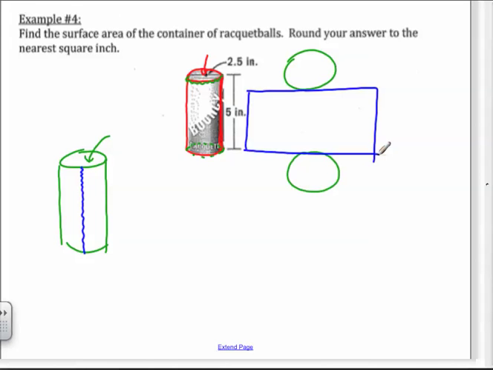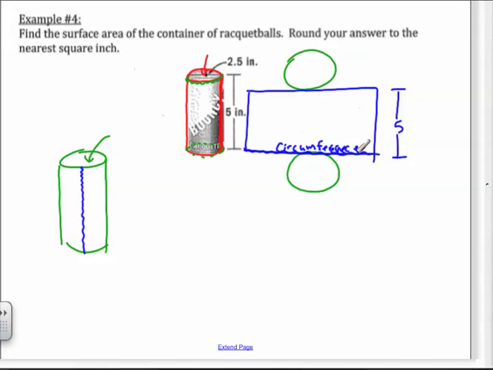Now let me ask you then, here's a good question. What is the length of that rectangle? Looking at this bouncy racquetball thing, it gives you 5. This thing is 5 inches tall, right? Yeah. But what's the base equal? The circumference of the circle, right? Because it wraps all the way around. Circumference of the circle.